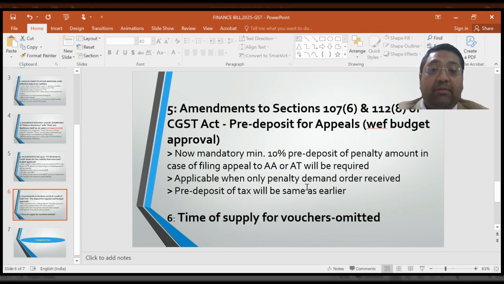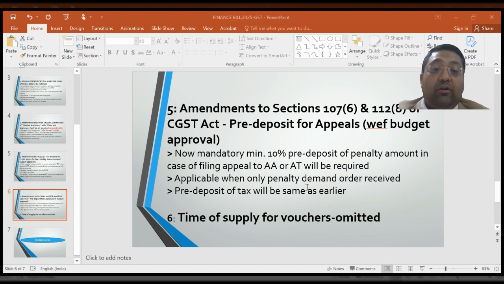Now, the next amendment is related to the pre-deposit for appeals. Under sections 107 and 112, government has done the amendment and says that a minimum 10% pre-deposit of the penalty amount is now mandatory for filing an appeal with appellate authorities or appellate tribunals. This applies only when the order pertains exclusively to penalties. The tax pre-deposit requirement remains unchanged.